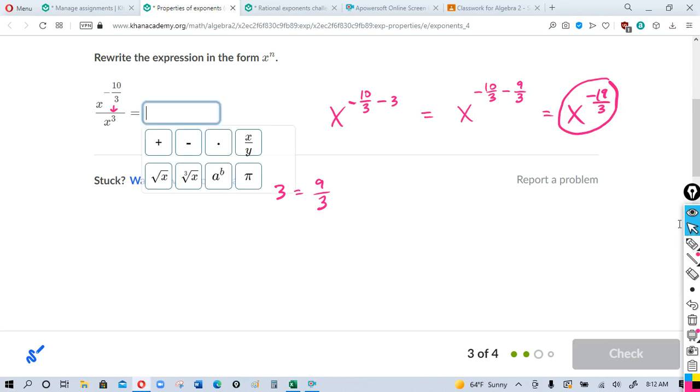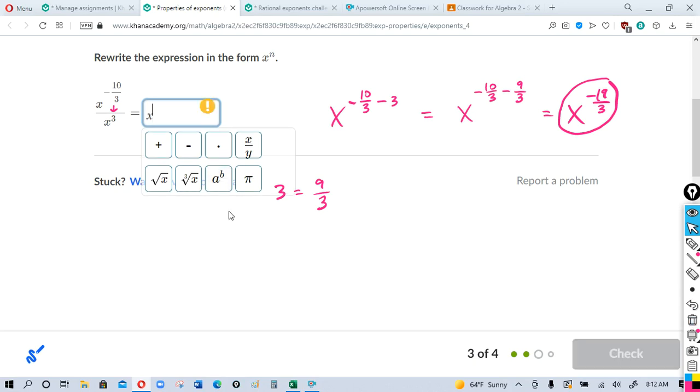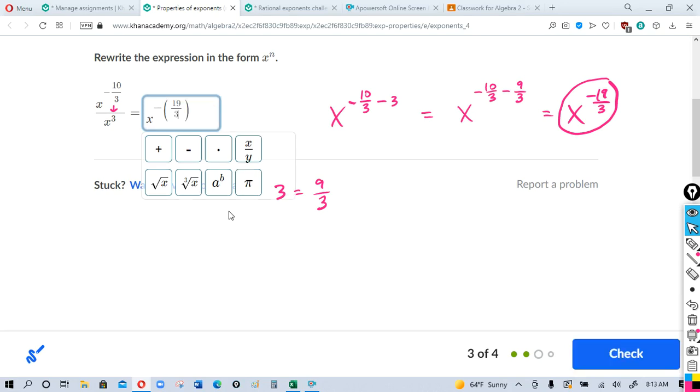So type x, hit the exponent button, and it's going to be negative, and I'm going to use parentheses for the exponent, and I'm going to type 19 slash 3. So now I have x to the negative 19 over 3.